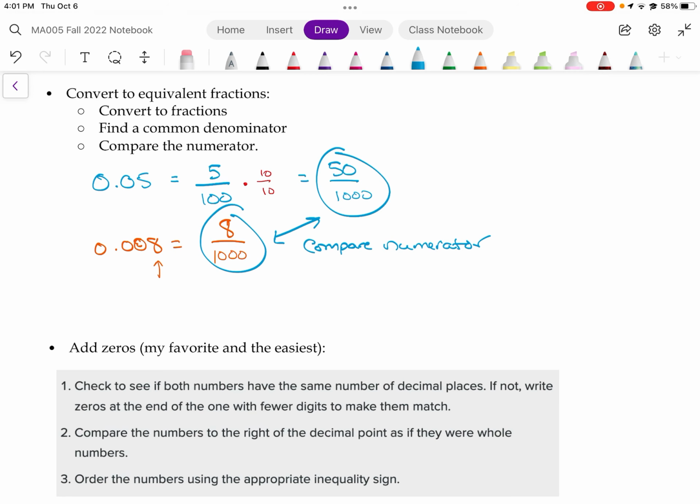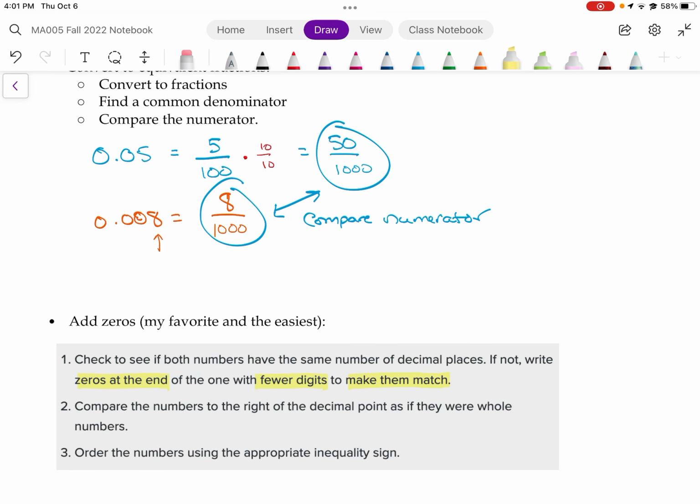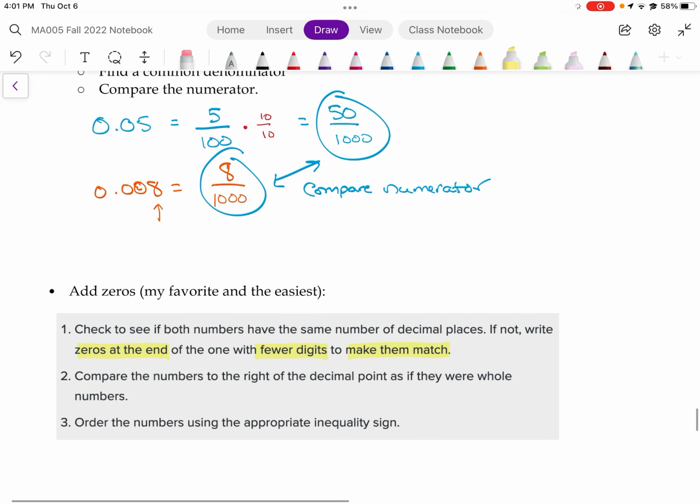All right, the next one is my favorite and the easiest, I think. Add zeros. So check to see if both numbers have the same number of decimal places. If not, write zeros at the end of the one with the fewer digits to make them match. And then compare the numbers to the right of the decimal point as if they were whole numbers. And then order them using the appropriate sign.